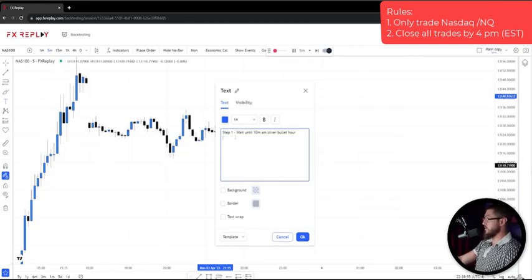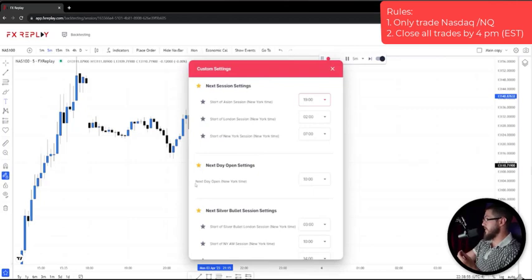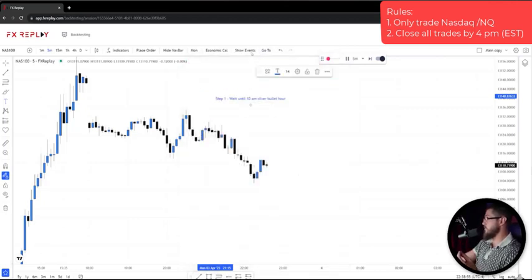So as for the first of the 3 steps, we're going to be waiting until the 10 a.m. silver bullet hour, right? So the silver bullet does have 3 different time windows. There's 3 to 4 a.m., 10 to 11 a.m., and then 2 to 3 p.m. But we're going to be only focusing on the a.m. hour, right? So what's really cool about Forex Replay is you can actually click go to and it'll take you right to the next silver bullet session. But what I've done to make it even quicker is I've actually customized my next day open time to 10 a.m. since we're only using 1 silver bullet session.